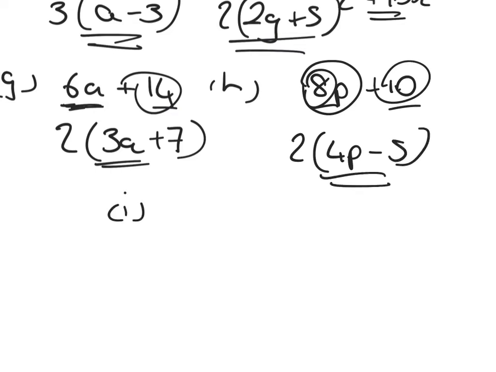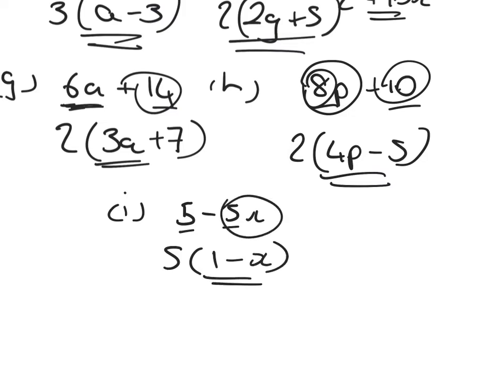Question I. Let's go for 5 minus 5x. Okay, so for 5 and 5 I can take 5. 5 times what gives me 5, that's 1. Minus in the middle. 5 times what gives me 5x, and that's x.